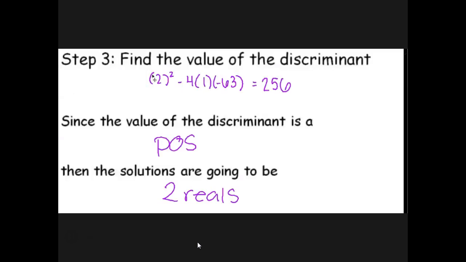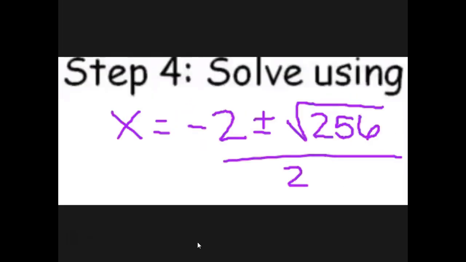256 is a positive, and it's actually a perfect square. So I get two reals that are going to be rational. That means I could have actually factored. So then what I'm going to do is plug in to the quadratic formula. So you get x equals -2 because it's the opposite of b, plus or minus the square root of 256 all over 2 times 1.